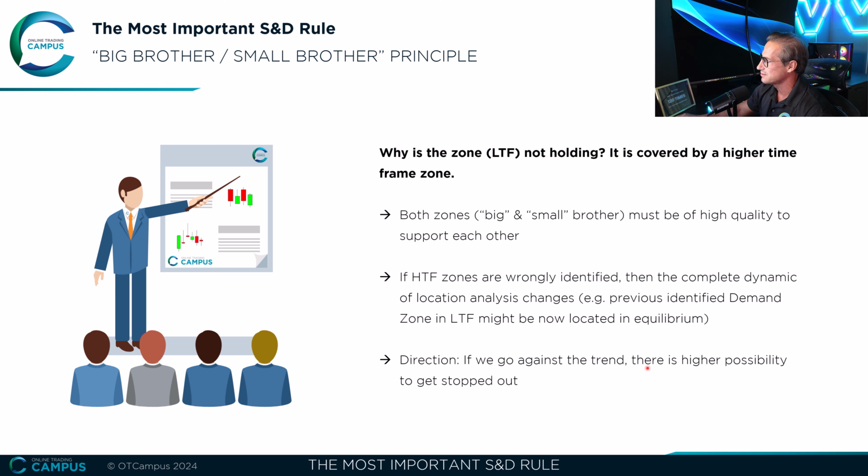If we go against the trend, there's also a higher possibility to get stopped out. So first and foremost, you have to make sure that both zones, ideally big and small brother, so higher time frame and lower time frame, are high quality. And then obviously you have to practice and make sure that you identify these zones correctly, because if you don't, you might be in a completely different context than you actually are.